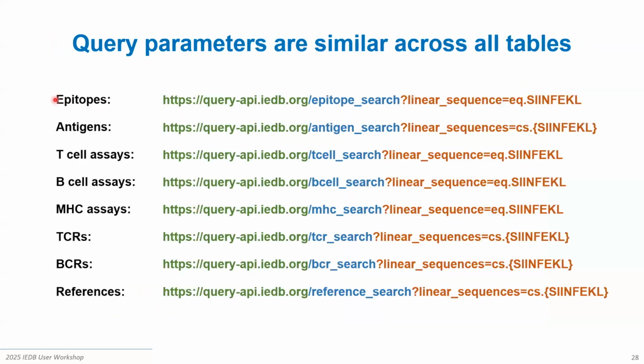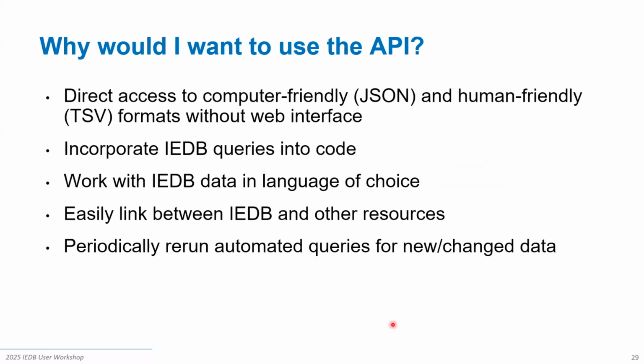We structured it so that all of our endpoints have similar parameters, except some are pluralized if they are an array of values. For example, the antigen is associated with multiple linear sequences, whereas the epitope is associated with one linear sequence. We made sure to keep it all similar so you can run your query on one endpoint and then replicate it across multiple endpoints if need be.